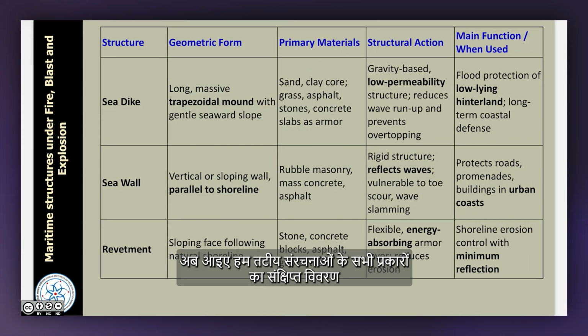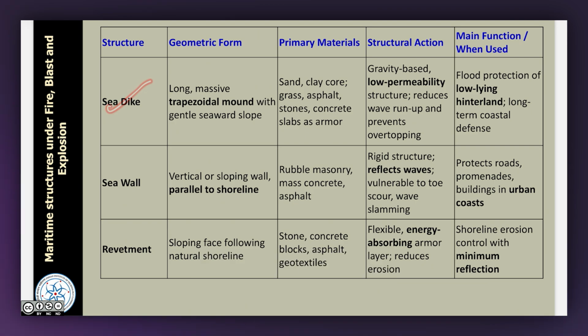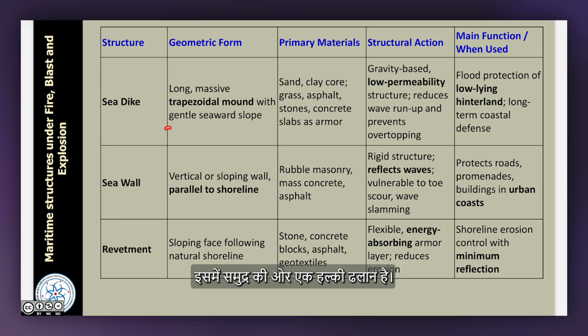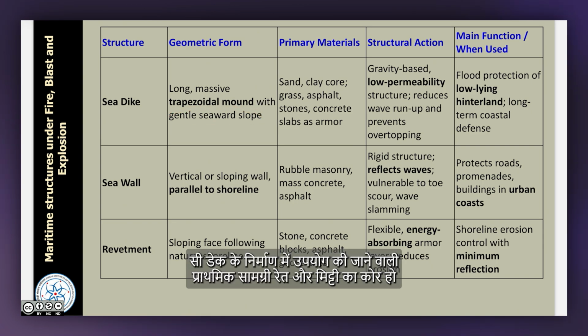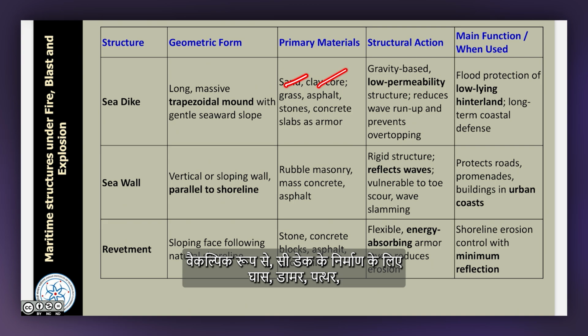Now, let us quickly see a summary of all types of coastal structures together, their structural action, material, etc. Let us talk about sea dike. The geometric form of a sea dike is long, massive, trapezoidal shape, with a gentle seaward slope. The primary material used for constructing a sea dike can be sand and clay core. Alternatively, you can have grass, asphalt, stones, concrete slabs or armor to construct sea dikes.